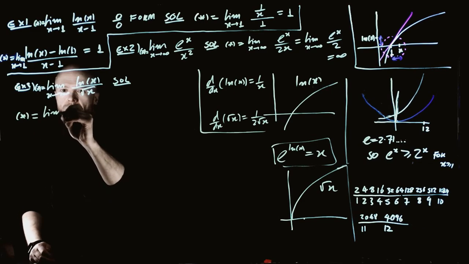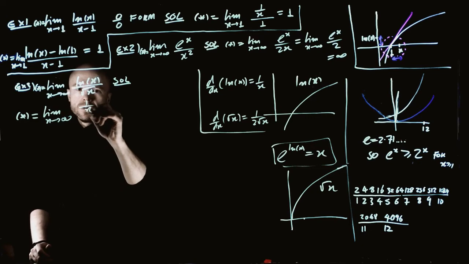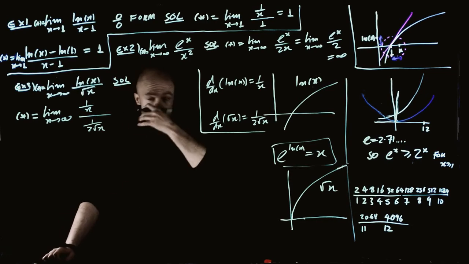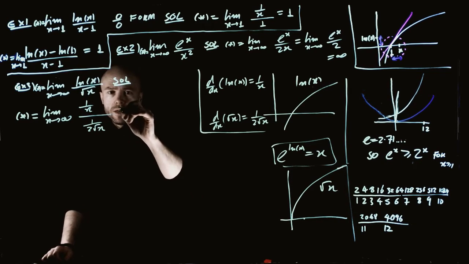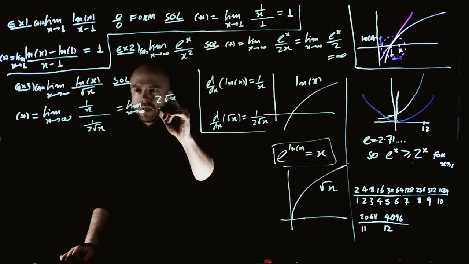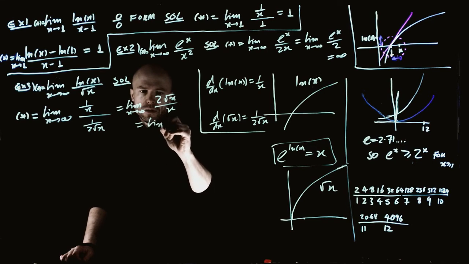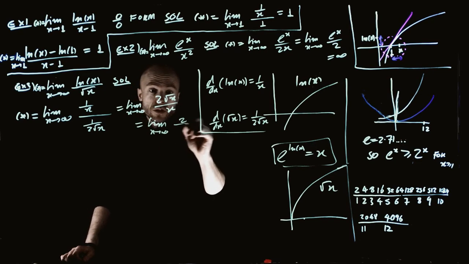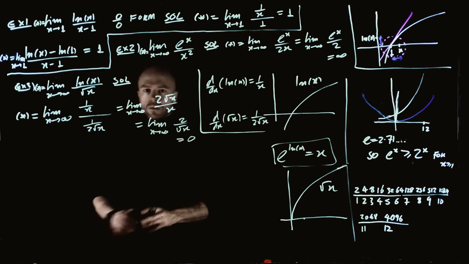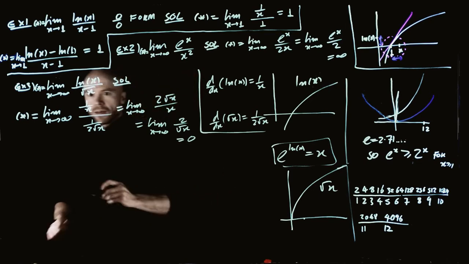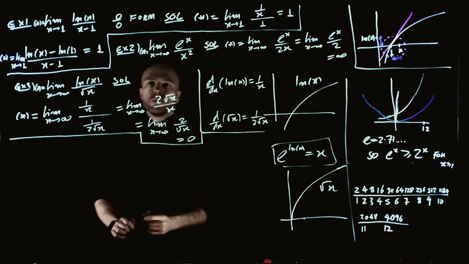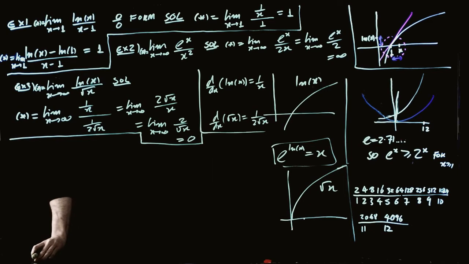I'm going to differentiate top and bottom. I have 1 over x here, and then here we're going to have 1 over 2 square root of x. I'm going to multiply top and bottom by 2 square root of x. This is the limit as x tends to infinity of 2 square root of x over x, which is the limit as x tends to infinity of 2 over square root of x, which is just equal to 0. Cool. All right, so that answer is confirming what we were pretty sure was true in any case. Let's do another example.